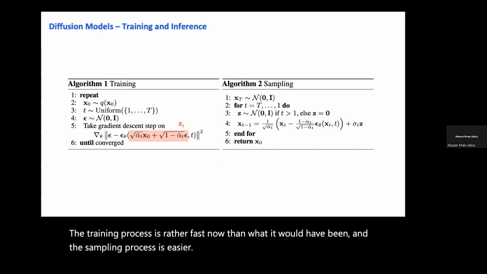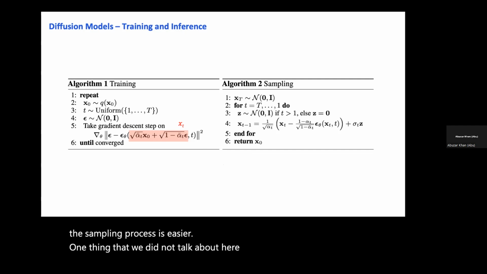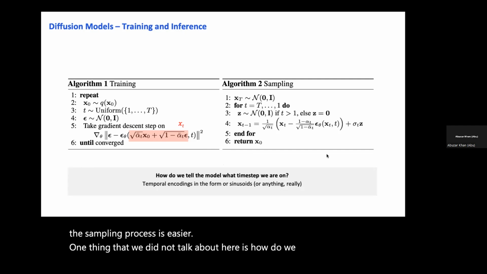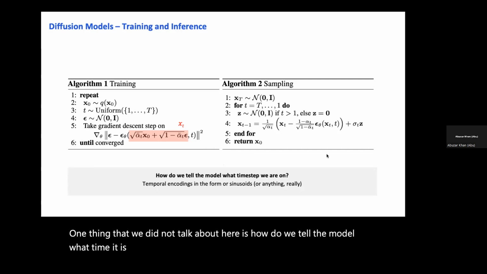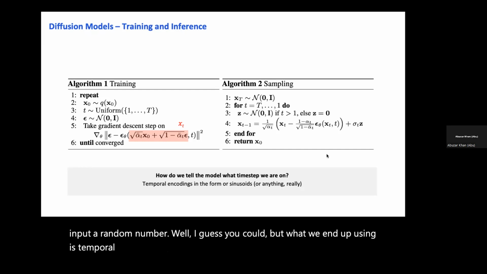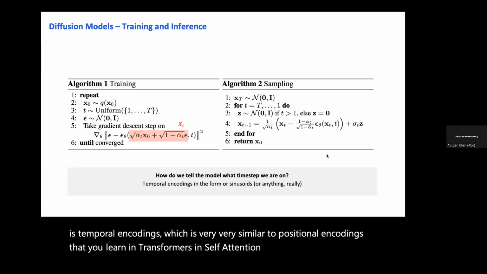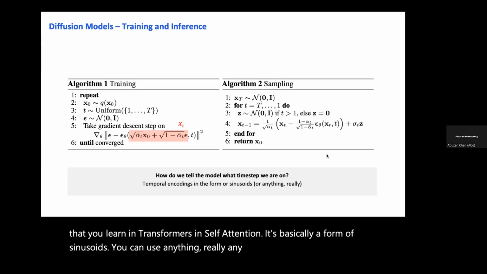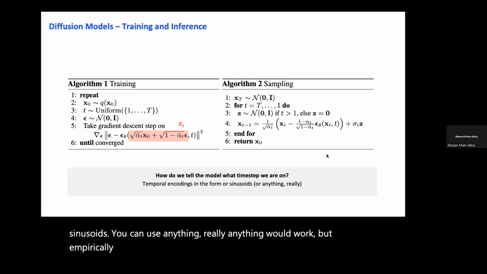One thing that we did not talk about here is how do we tell the model what time it is? Basically, what time step are we on, right? We can't just input a random number. Well, I guess you could, but what we end up using is temporal encodings, which is very, very similar to positional encodings that you learned in transformers, in self-attention. It's basically a form of sinusoids. You can use anything, really, anything would work, but empirically, this has been found to work the best.